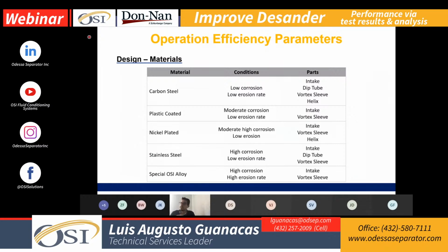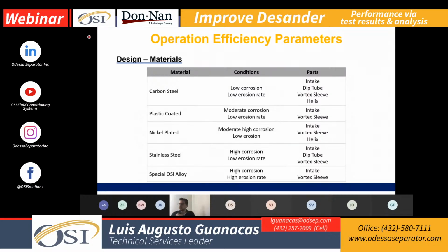Nickel plated as well. We can tolerate moderate to high corrosion, but still low erosion rate. And the most common material, stainless steel, is for high corrosion, but we need to be careful. Low erosion rate has to be the condition for this material.